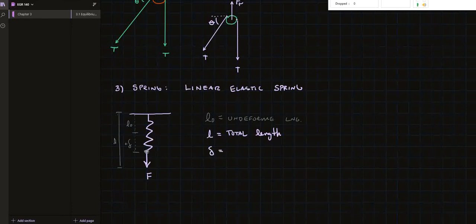And delta is the change in length. So delta equals L minus L0. We can represent that force as K times our delta, where K is our spring constant, our linear spring constant.